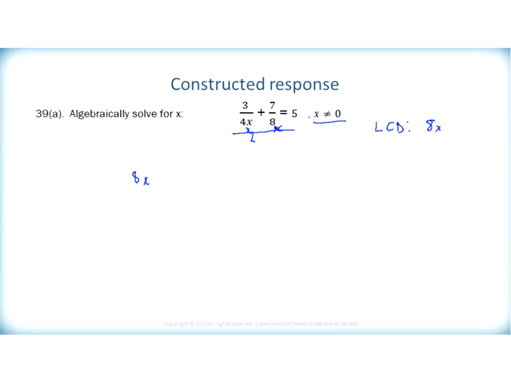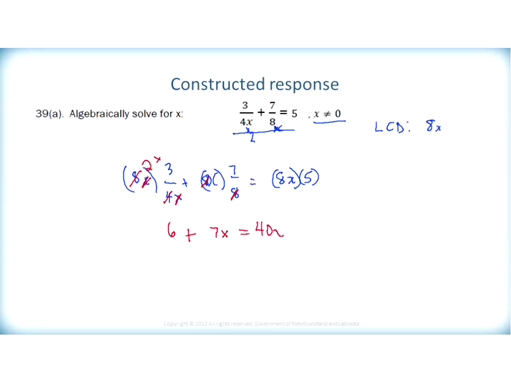So I have 8x times 3 over 4x plus 8x times 7 over 8 equals 8x times 5. And so we can see there's a common factor of x and a common factor of 4. That leaves us with 2 here. So 2 times 3 will be 6, plus we have a common factor of 8 here. So we have x times 7, which would give us 7x, and that equals 40x.